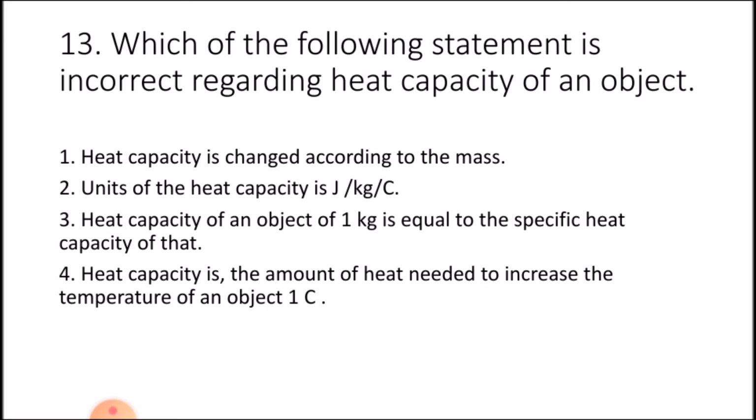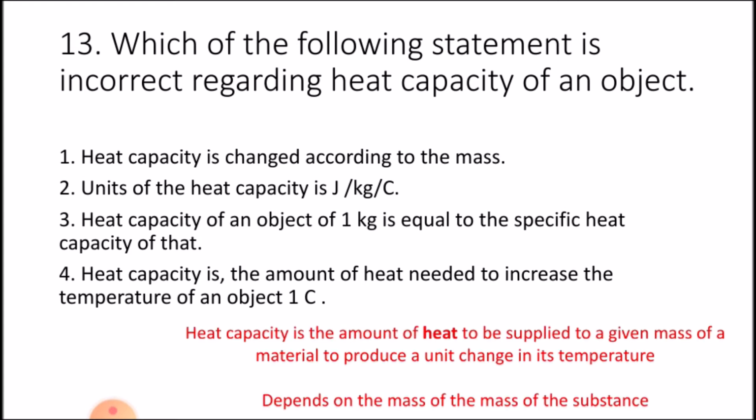Question number 13. Which of the following statements is incorrect regarding the heat capacity of an object? First one, heat capacity changes according to the mass. Units of heat capacity is joule per kilogram per degree Celsius. Heat capacity of an object of 1 kilogram is equal to the specific heat capacity of that. Heat capacity is the amount of heat needed to increase the temperature of an object by 1 degree Celsius.